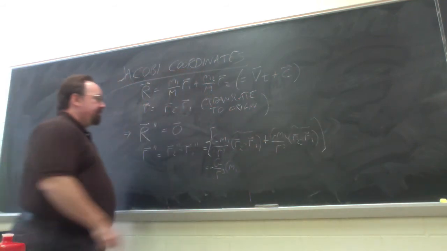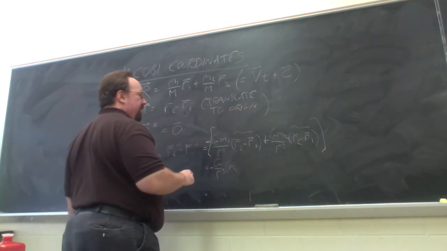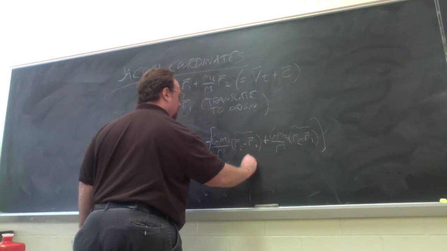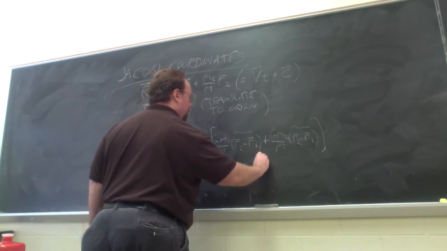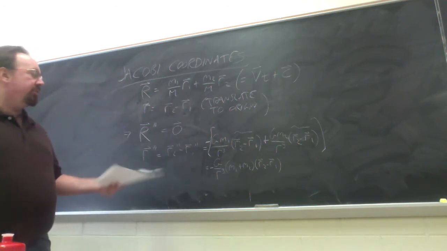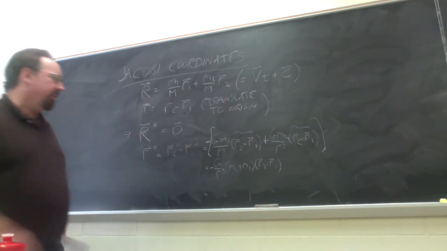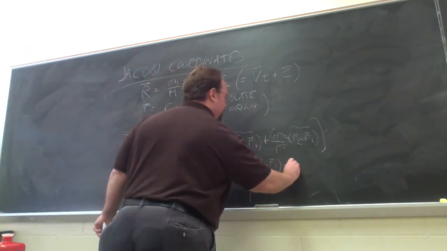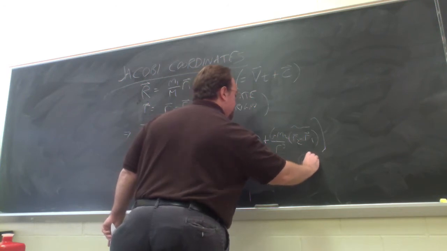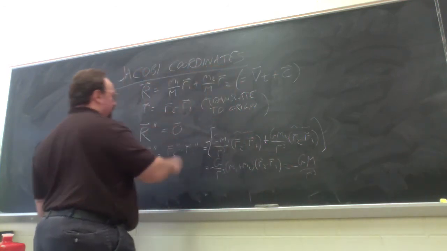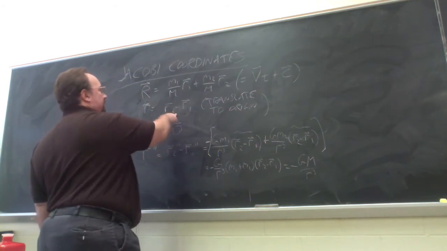So now both terms are identical, except here I have an M1, here I have an M2, and then R2 minus R1. But what is M1 plus M2? It's the total mass. That's big M from over there. So I have minus big G, big M over R cubed, and then R2 minus R1, that is just little r.